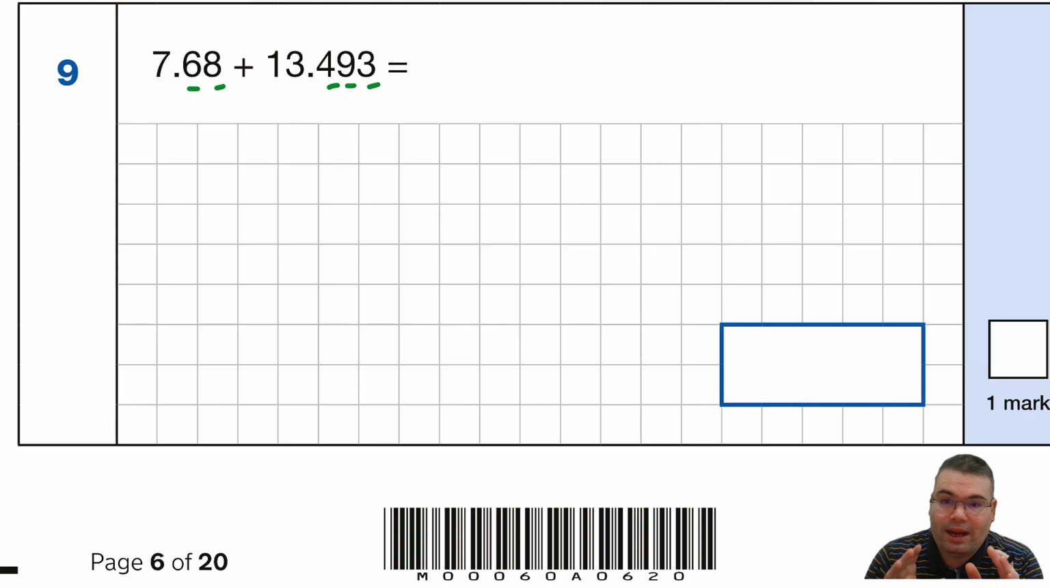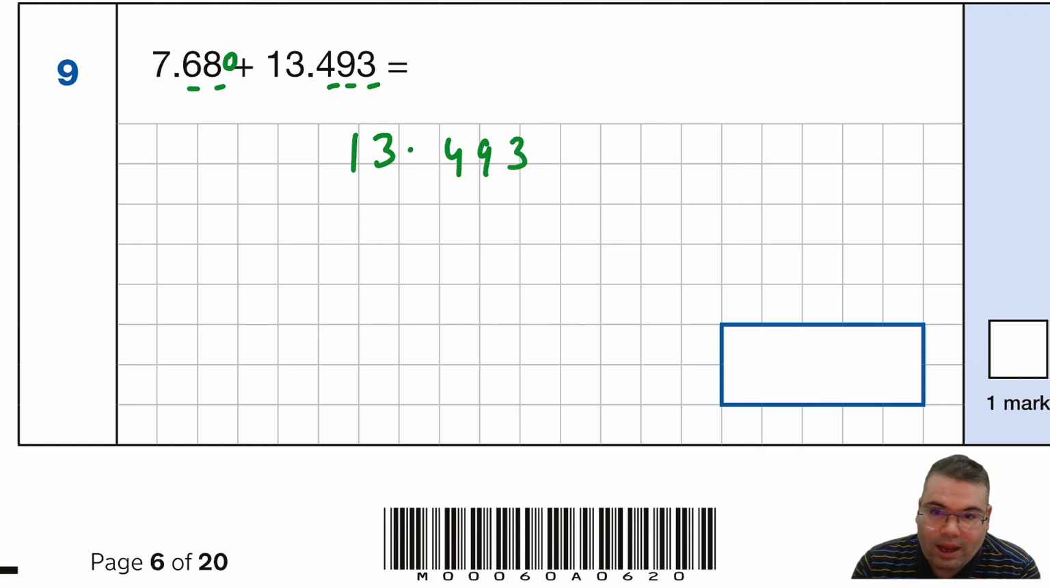So whenever you add, we just make the same number of digits after the decimal. So let's just put 0 after here. We can put 0, it doesn't make any difference, right? So now we will have 13.493 and here 7.680. This 0 we have added extra. Now let's just add them.